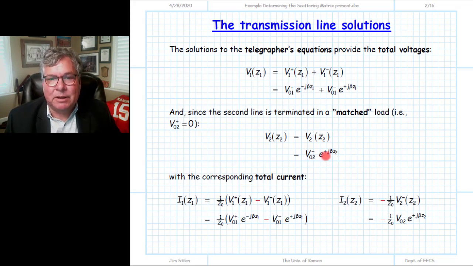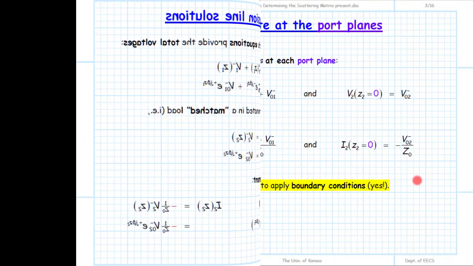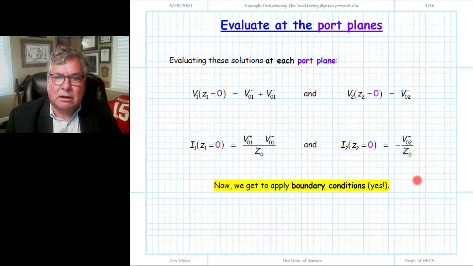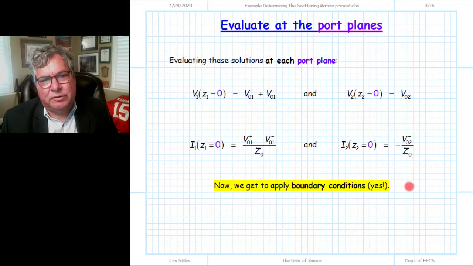Notice it's e to the plus j beta Z2. Current, total current, then, we get from telegrapher equations for the left side where port 1 is, and for the right side where port 2 is, and this is simpler because we only have, again, a scattered wave on that second transmission line. Be careful about the signs when you go through and do that. When the plus wave goes away, we still have a minus sign here in our current solutions. All right, so we set everything up properly, and now we need to do the analysis.